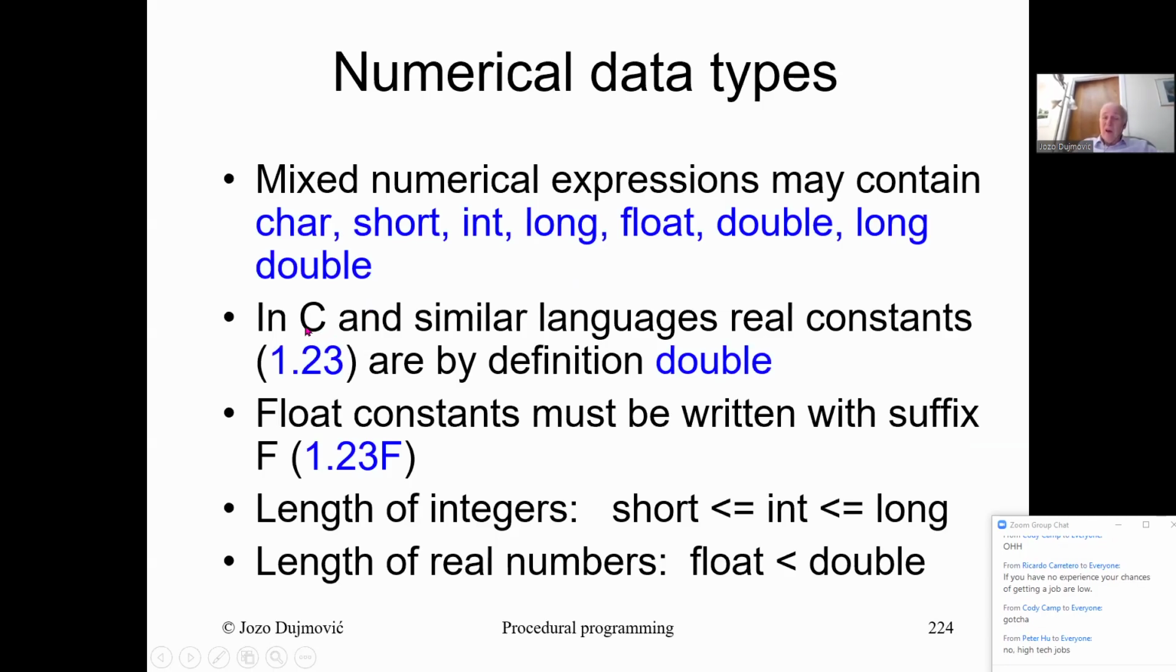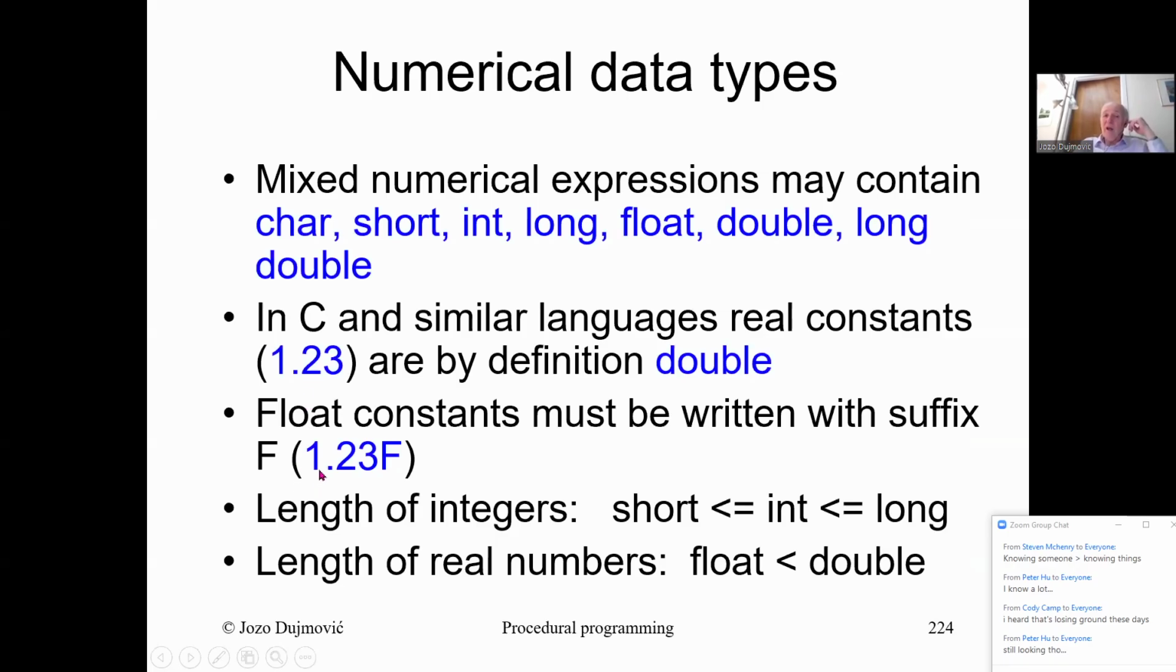So if I have in C, C++, or Java, similar languages, 1.23 that I write in this way, what is this? This is a double precision constant. 1.23 is written as sign plus mantissa that has 53 bits plus exponent that has 11 bits. The sign is part of that mantissa. So you have 64 bits for this value.